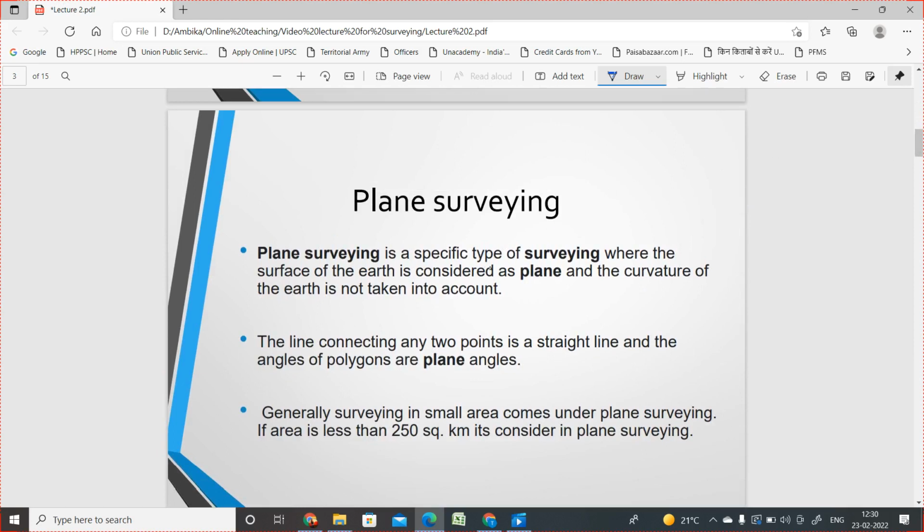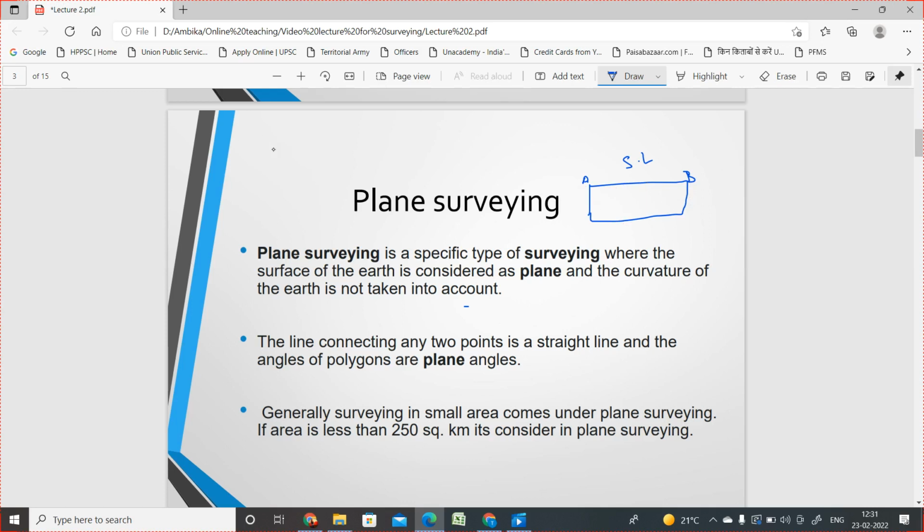Plane surveying is a specific type of surveying where the surface of the earth is considered as a plane and the curvature of the earth is not taken into account. Suppose this is a particular area and it is very small. Suppose this is point A and this is point B. In that case this line is considered as a straight line. Such type of survey is considered plane surveying.